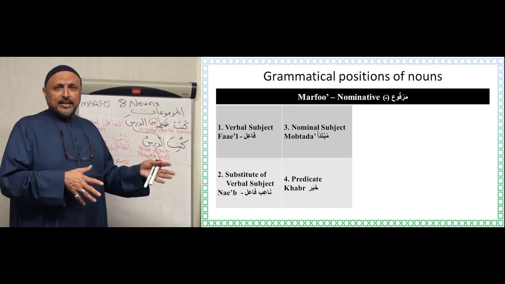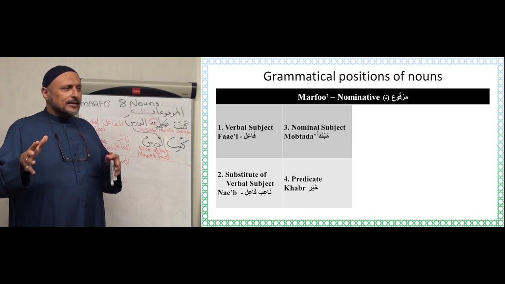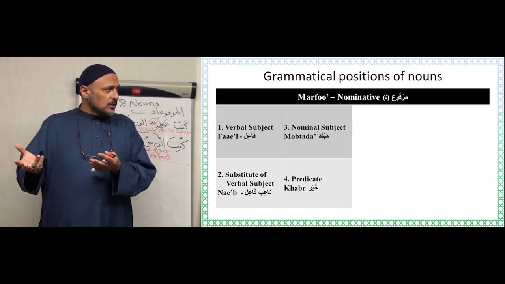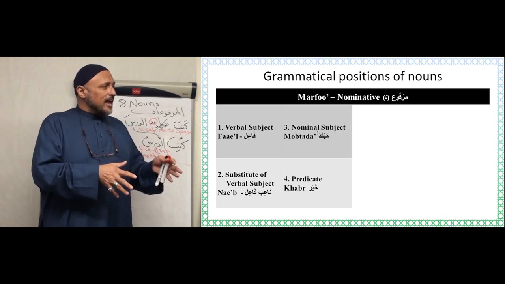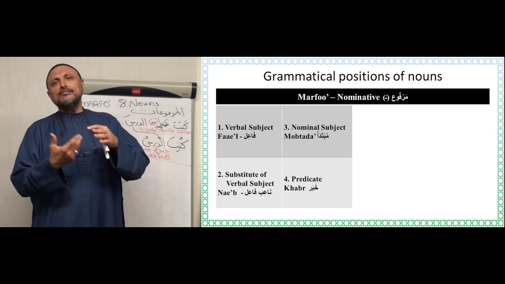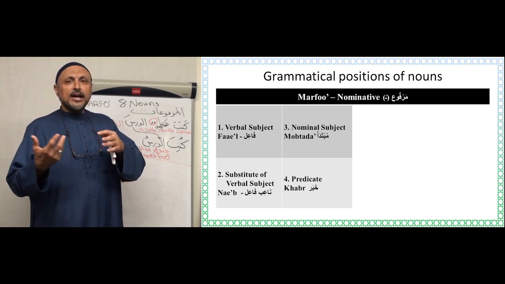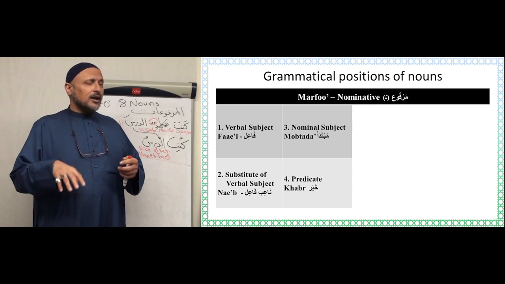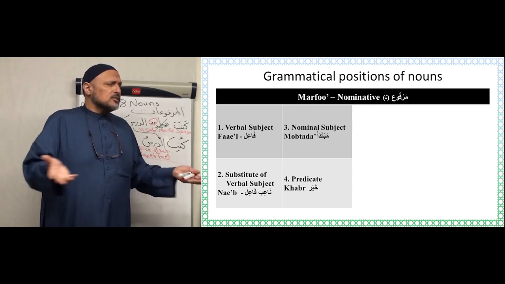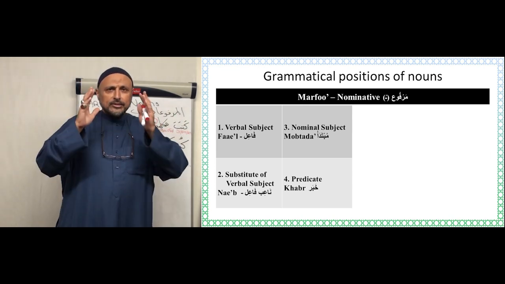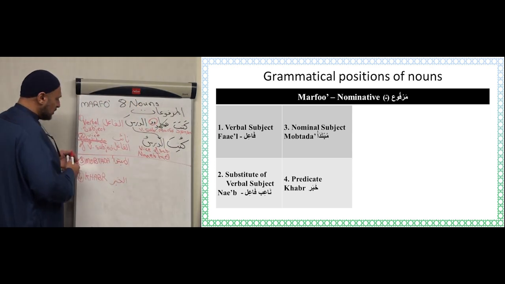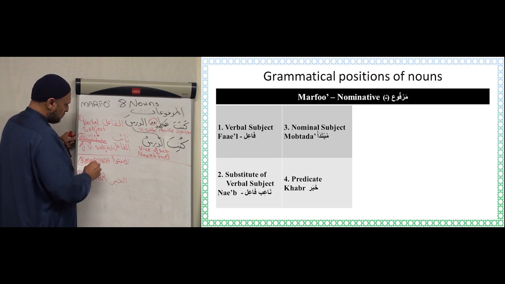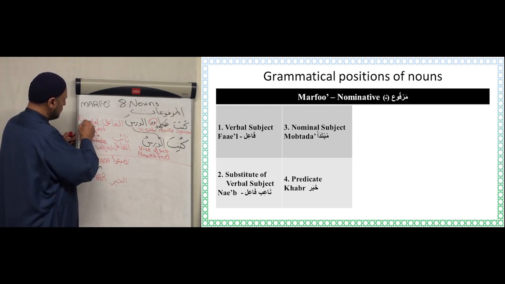Ali is standing. So what is Ali? It's a subject. Is standing. We are informing, giving information about. We are giving khabar, akhbar. We are giving information about Ali that he's standing. So that's basically the meaning. So, subject, but this subject we call it nominal subject. Mubtada is nominal subject. That was verbal subject, remember?